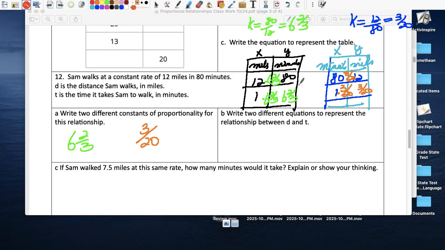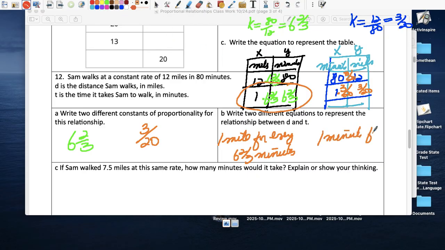Let me write a statement here for this guy. 1 mile for every 6 2/3 minutes. Let me write a statement here for this one on the right side. 1 minute for every 3/20th of a mile. Okay, they both mean the same thing, but one's in terms of minutes and the other one in terms of miles.